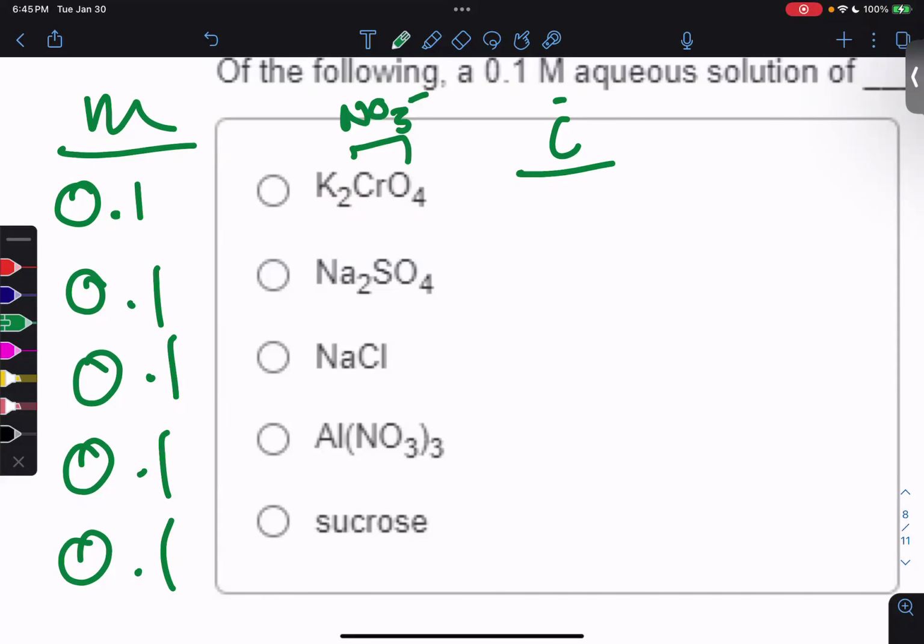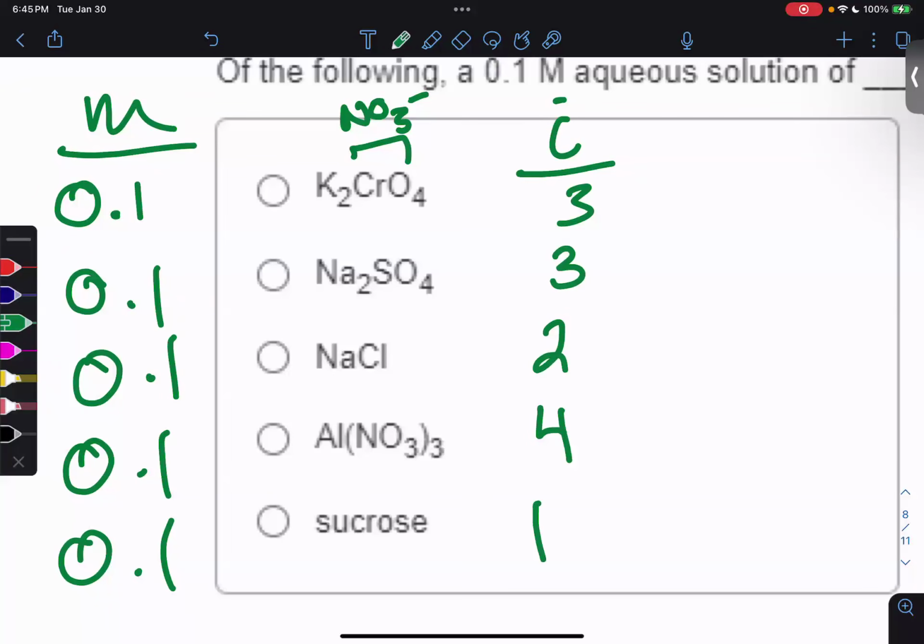Note that chromate is no different than nitrate. It stays together. Remember when you guys in 1210 tried to split all of those polyatomics up? No, don't do that. So you get 2 potassiums and an anion. If you put 1 potassium chromate in water, how many particles do you get out? 3, so i is 3. Sodium sulfate, what is the van 't Hoff factor there? Also 3, because you get 2 sodiums and 1 sulfate. NaCl, 2, an Na plus and a Cl minus, and then aluminum nitrate, 4, and then sucrose, 1.